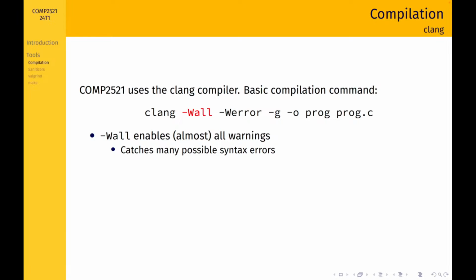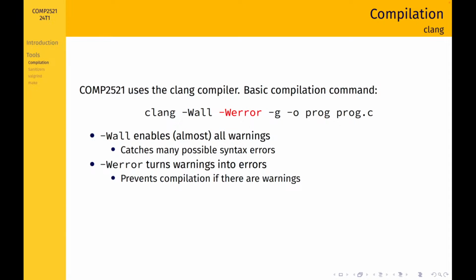The first flag, which is -Wall, means to enable all warnings. And in fact, DCC does this behind the scenes. It's just hidden from you. So this will catch all the syntax errors that the compiler thinks you're making.